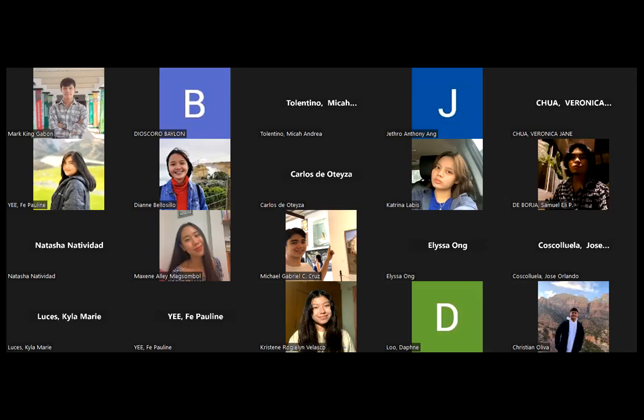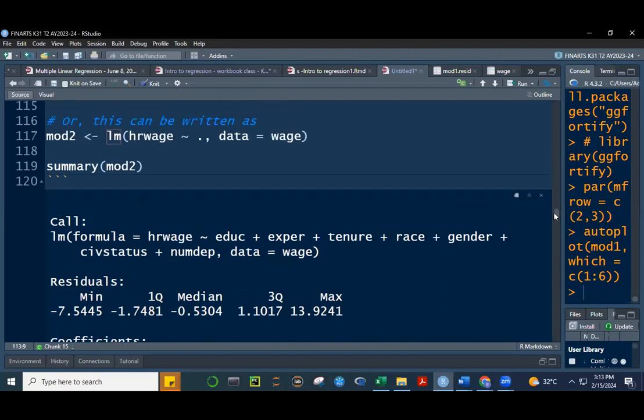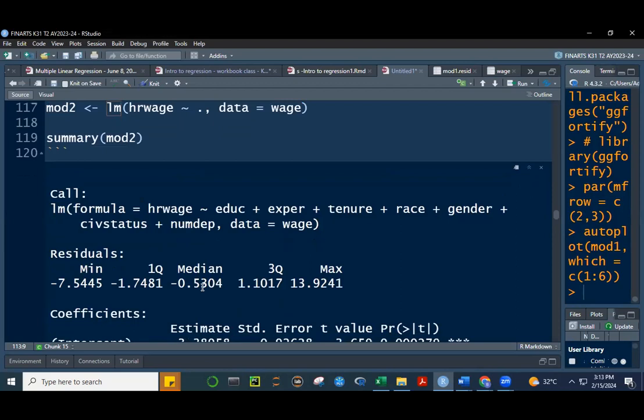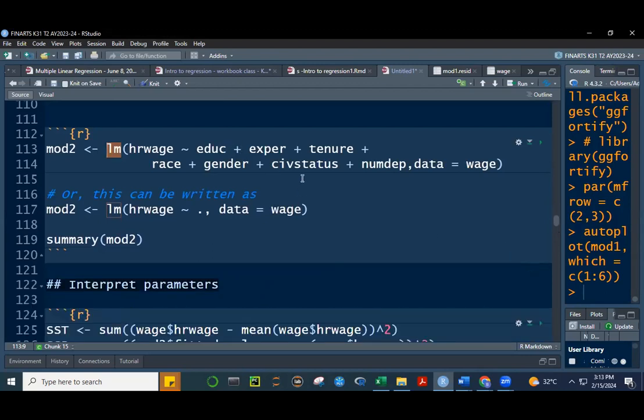Okay, so now we can see that very sensitive si R sa spelling. Okay. So it run. Now, I just want to point out that if you were using R maybe a few years ago, this would not have run. Hindi magra-run yung mod 2. Bakit? Kasi meron tayong mga variables dito na character. So ngayon nag-automatic na siya. Binago na nila yung algorithm para kahit may nilagay ka na categorical, it will be treated as a factor.